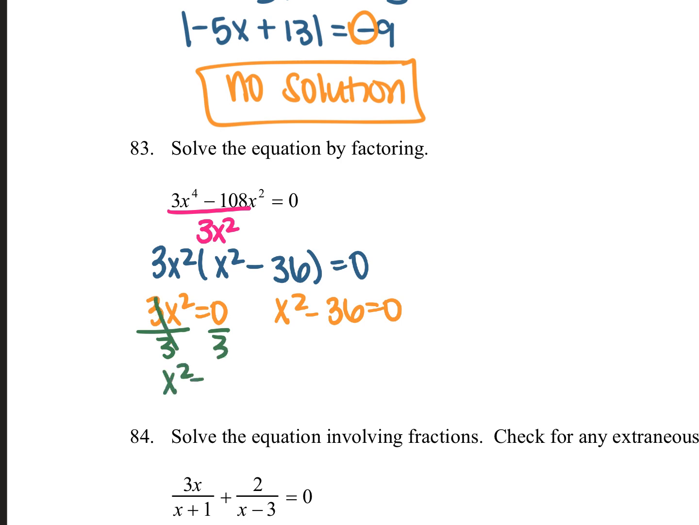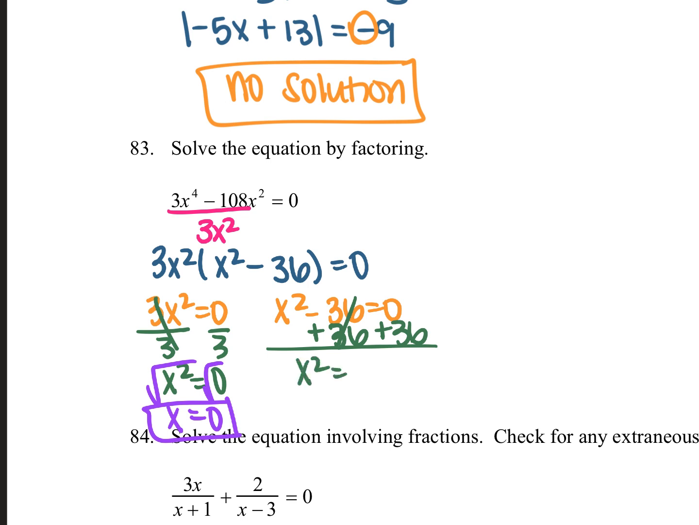You have x squared is equal to 0. Take the square root of both sides. You get x is equal to 0. For the x squared minus 36 is equal to 0, we are going to add 36 over. We have x squared is equal to 36. We are going to take the square root of both sides. We get x is equal to plus or minus 6.